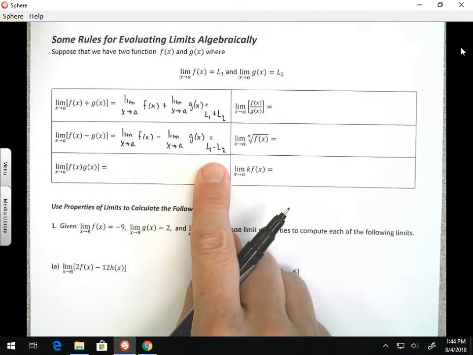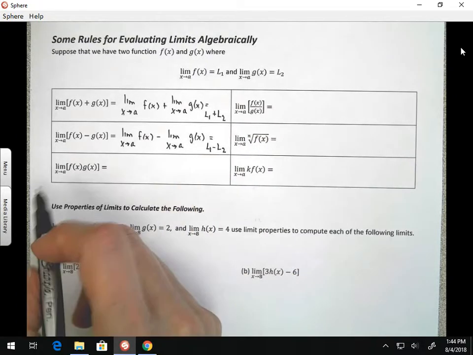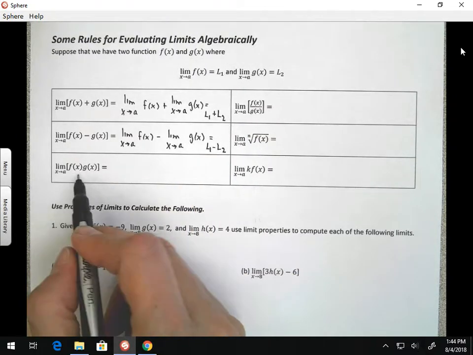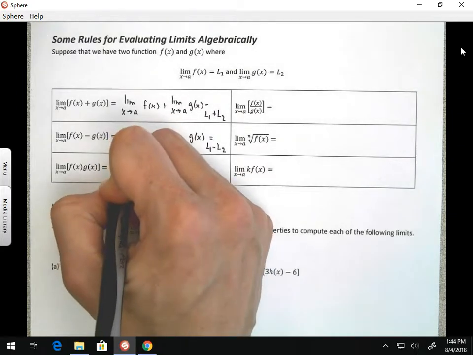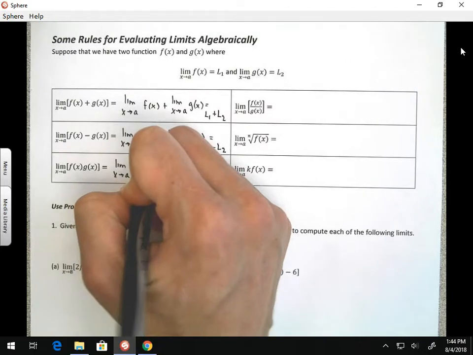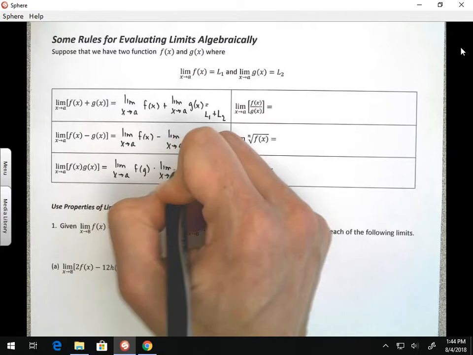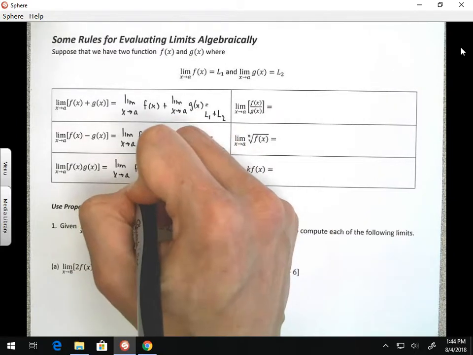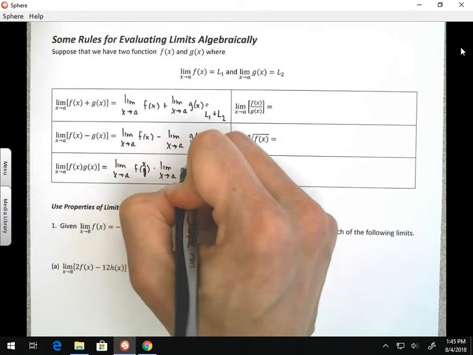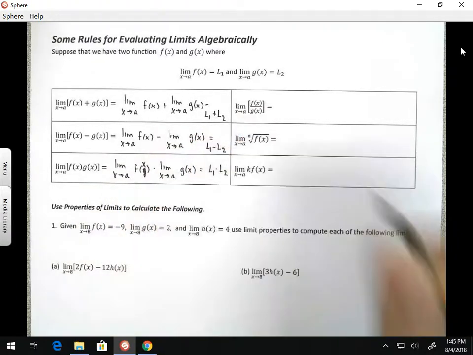Okay, next we have products. So the limit of a product is the product of the limits. Probably getting the idea pretty quickly here now. Oh, I'm sorry, this should be f of x. I'm getting ahead of myself. So now we have L1 times L2. And I'm writing quickly. If you need to, you might want to pause to get this all down.